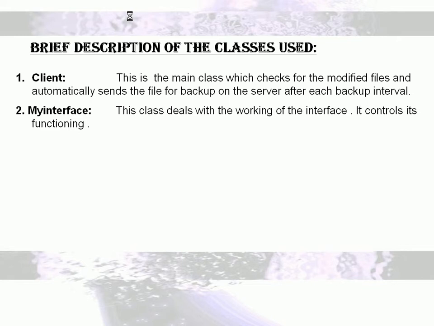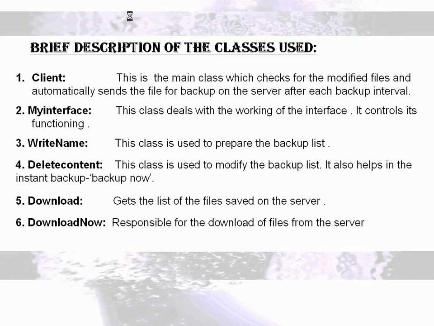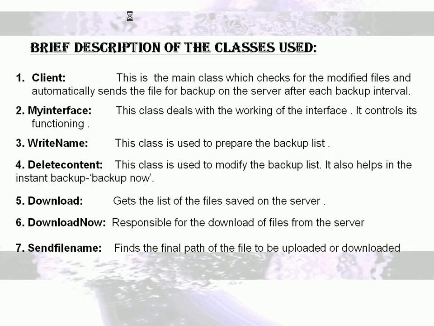myInterface deals with the working of the interface. It controls its functioning. Write name is used to prepare the backup list. Delete content is used to modify the backup list. It also helps in the instant backup, the backup now option. Download gets the list of the files saved on the server. Download now is responsible for the download of the files from the server. And send file name finds the final path of the file to be uploaded or downloaded.